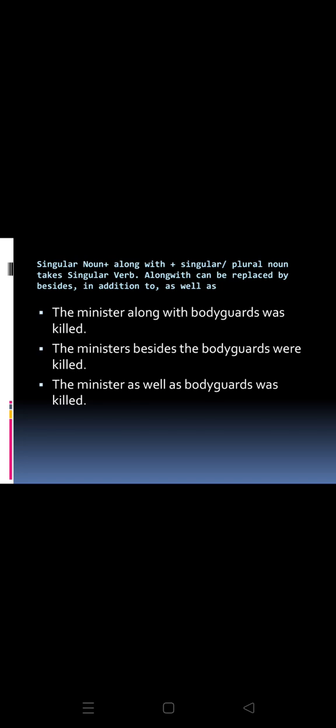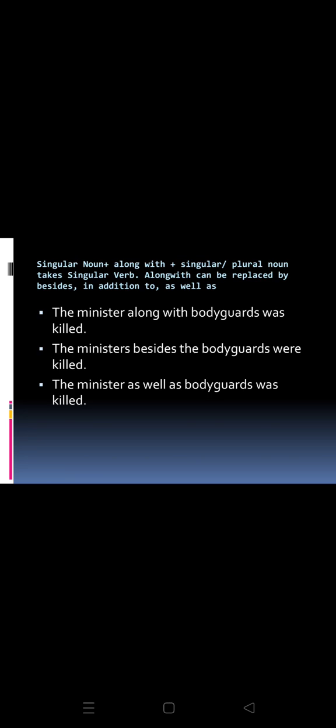The minister, along with bodyguards, was killed. Now why is it was? Because there is only one minister, so it is going to take was. Most of the people use were, but according to the rule, because the word along with is there, we need to see what the first subject is: the minister. So the verb will be according to the first subject. The minister along with bodyguards was killed.